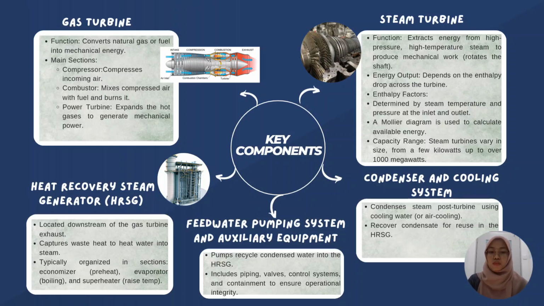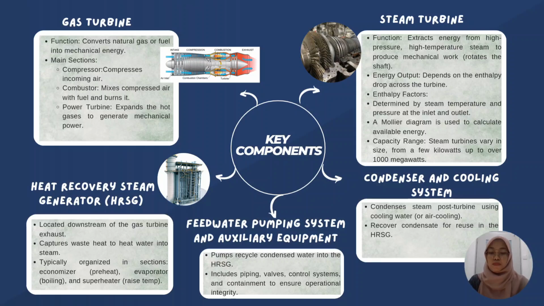The first one is the atomizer, which preheats the feed water. The second one is the evaporator, which boils the water into steam. And the third one is the superheater, which increases the steam temperature for better turbine performance.